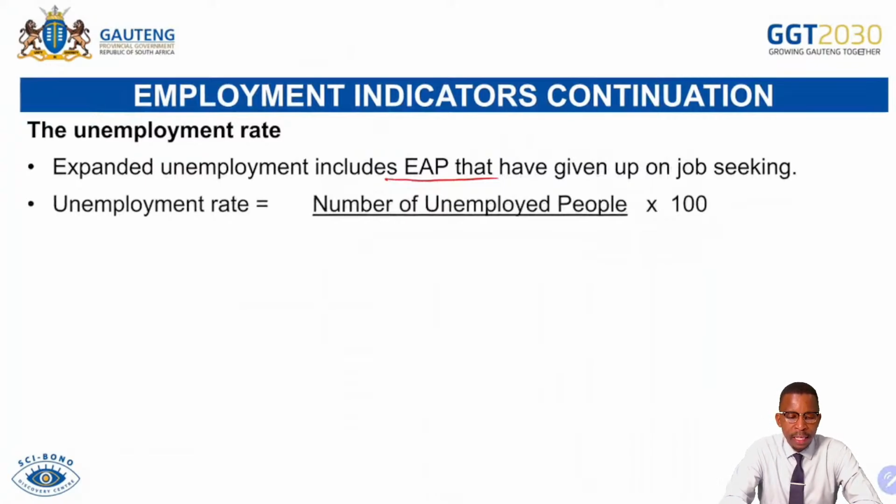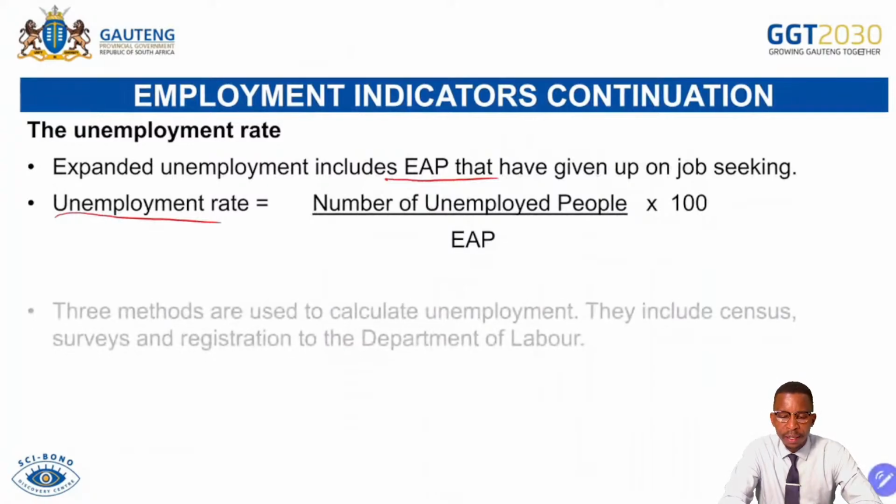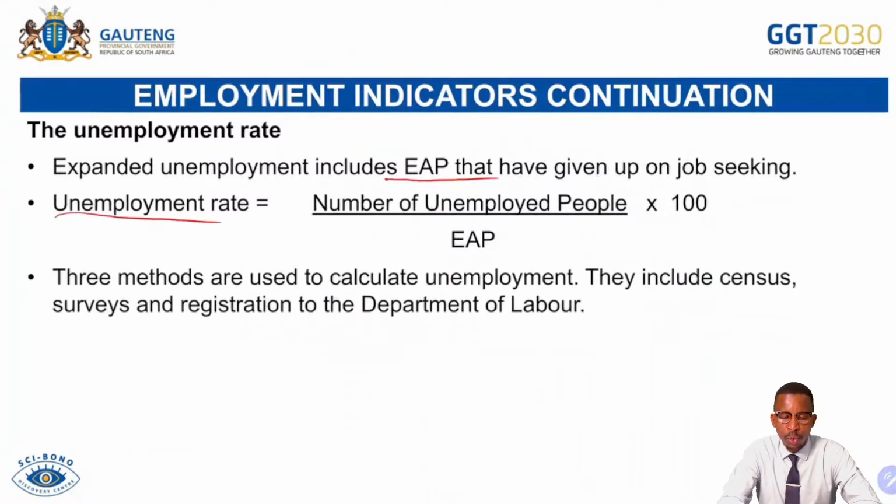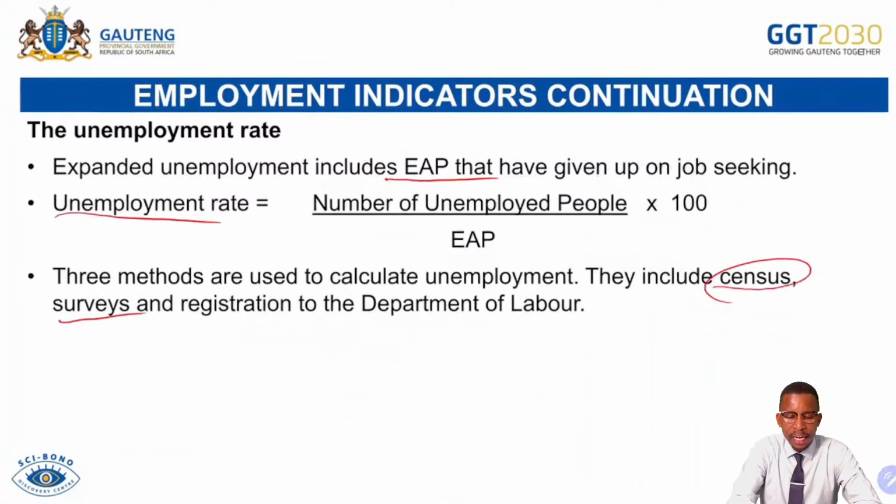So the unemployment rate equals, we say, the number of people unemployed divided by the economically active population multiplied by 100. So three methods are used to calculate unemployment. They include the census system, surveys, and registration under the Department of Labor website.